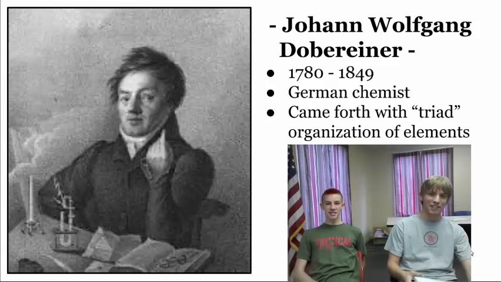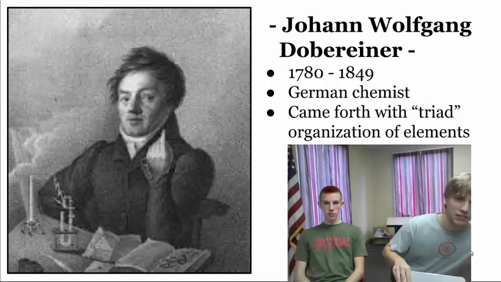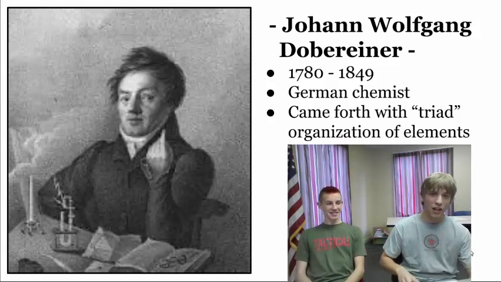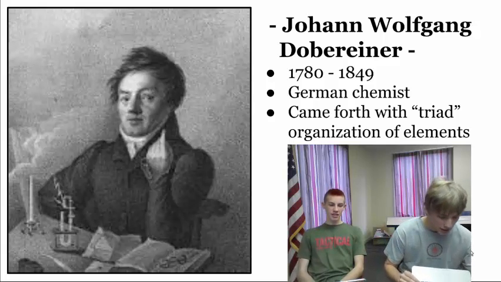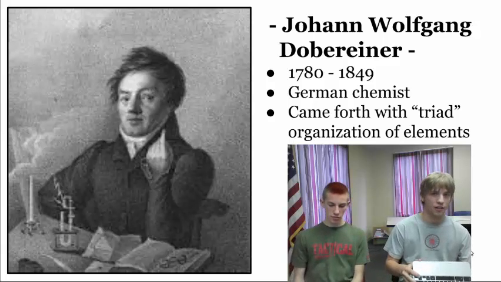Well, the first person to organize the periodic table was Johann Wolfgang Döbereiner. He lived from 1780 to 1849, and he was of German extraction. He came up with the idea of the triad organization of elements, which grouped elements that shared similar properties into groups of three. Well, why doesn't that work? Shouldn't all elements be similar? Because not all elements can be grouped into threes that are similar.